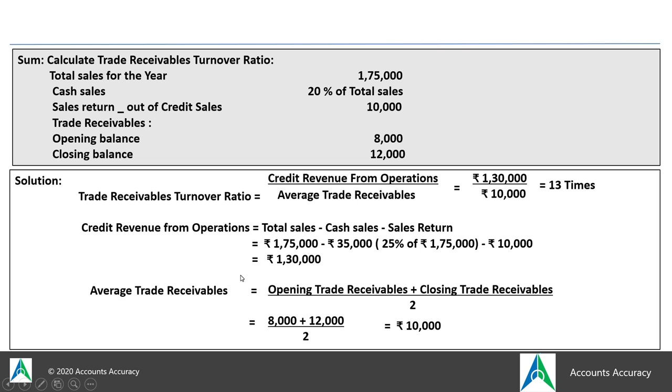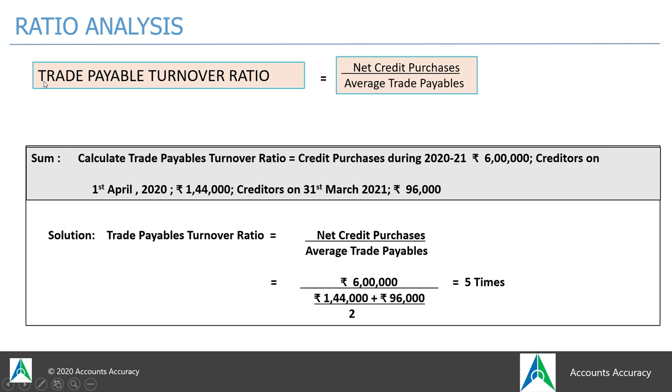Now this 1,30,000 is the value of credit sale. Average trade receivables could be calculated just by adding both opening and closing balance of trade receivables and dividing by 2. It would come 10,000. That would be divided here in order to get 13 times, that is trade receivables turnover ratio. Same way you can also calculate trade payable turnover ratio.